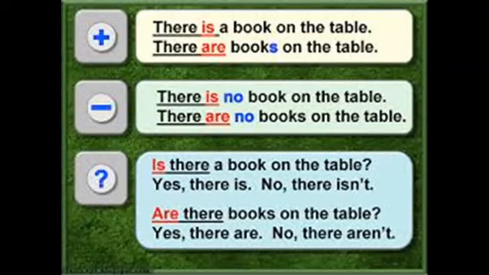Now, let's review. There is a book on the table. There are books on the table. It is an affirmative sentence. And the negative sentence, there is no book on the table. There are no books on the table. And the interrogative sentence, is there a book on the table?